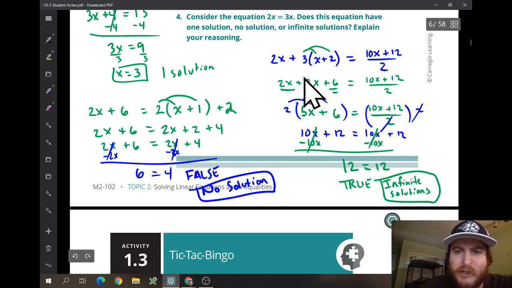Let's try another number. How about 0? 0 is easy. 2 times 0 is 0. Plus 3 times 0 plus 2, which is 2. 3 times 2 is 6. So I got 6 when I plugged in 0. On this side, 10 times 0 is 0. Plus 12 is 12. 12 divided by 2 is 6.